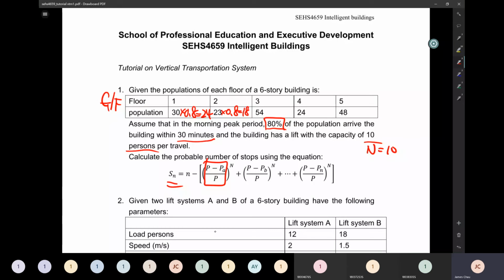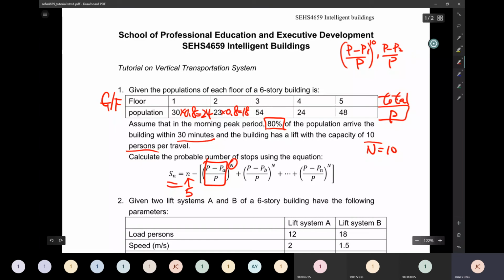After you make the calculation, you can have the total population here, and this becomes P. And you can make the calculation of P minus P1 over P, P minus P2 over P, and then take the power of 10 because n equals 10. After that, you add them and subtract the sum from n, where n is now equal to 5, and then you can get the Sn value.